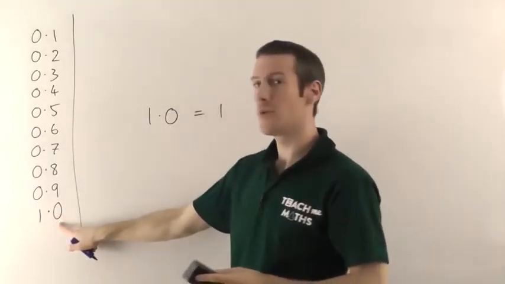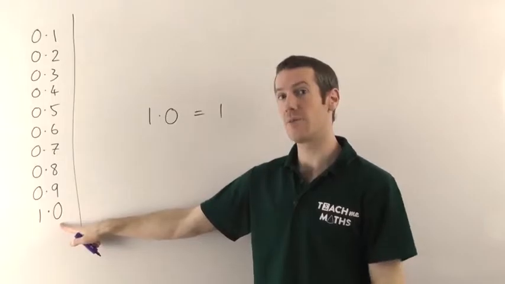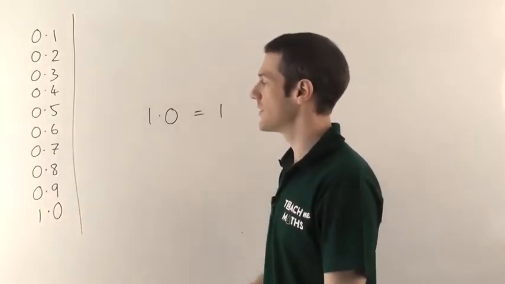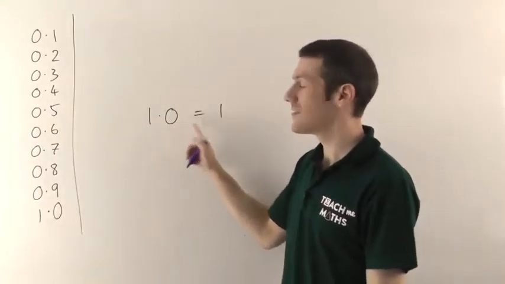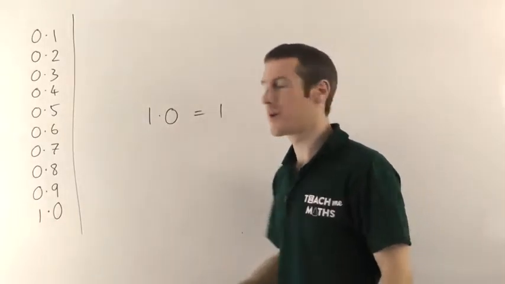So I don't need to write the 0.0 here. But it's not wrong to write the 0.0. You can put the 0.0 there if you want to, but you need to appreciate that this is exactly the same as 1. Zeros after the decimal point don't do anything.